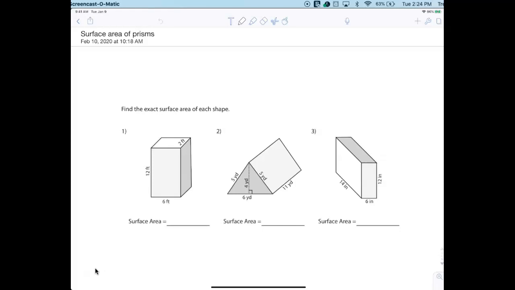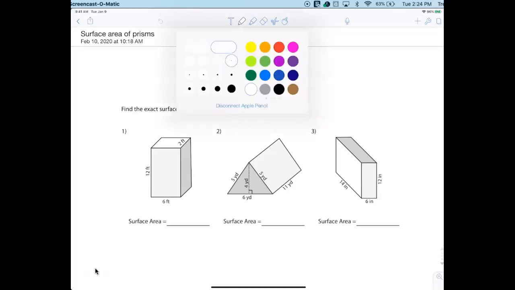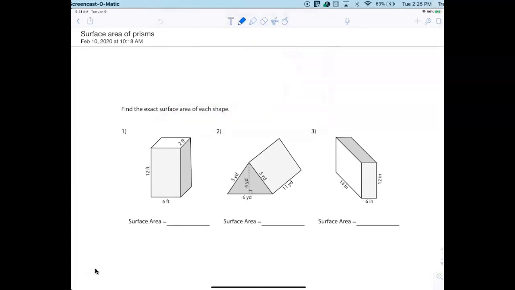All right, so the first thing I want to do is I want to describe the area of the surfaces as a net. Now we kind of did this on the IXL where you just take the shape and you break it down into its individual shapes.